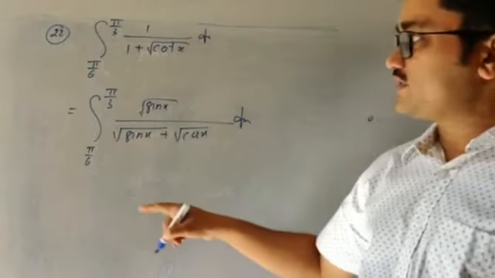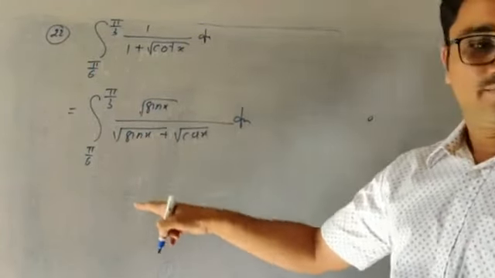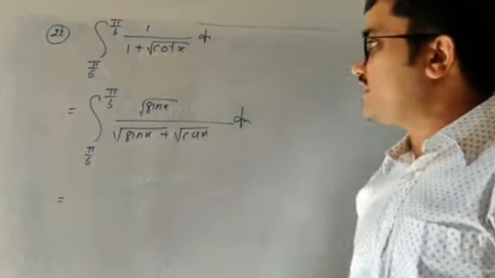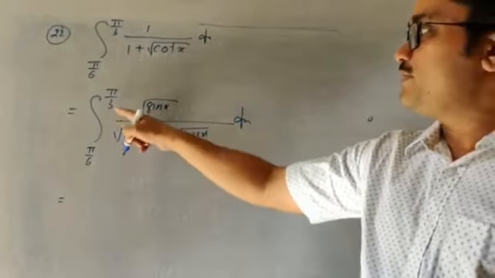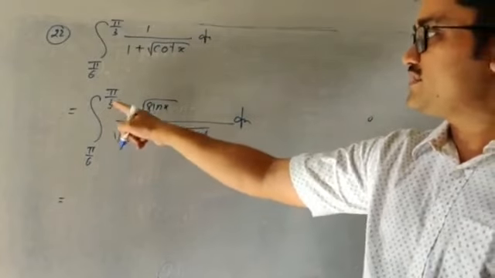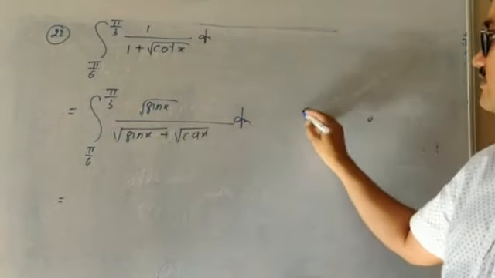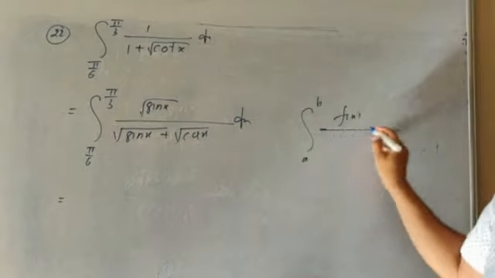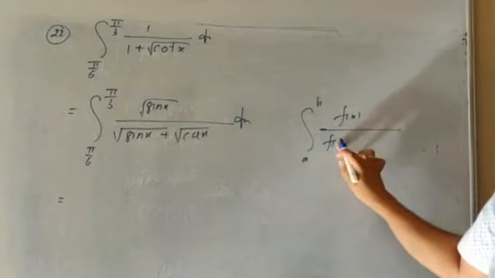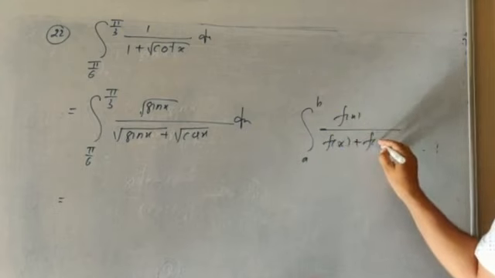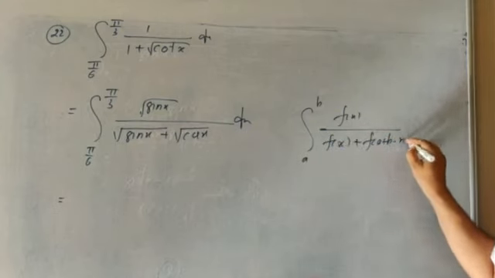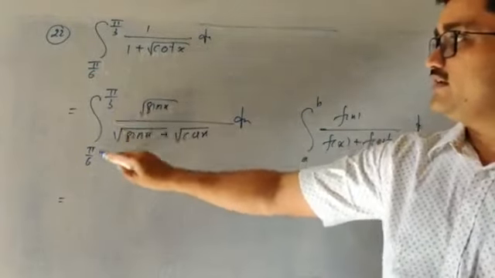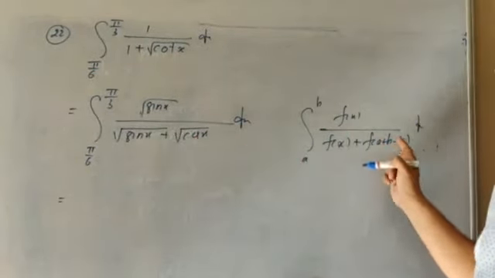Now if you look at this question, it is again of the same type. This we can write as a plus b. What is a plus b here is pi by 6 and pi by 3. So it is just like integration a to b of f of x upon f of x plus f of a plus b minus x kind of question. Right. What is a plus b is 90. So what is sin of 90 minus x is nothing but cos.